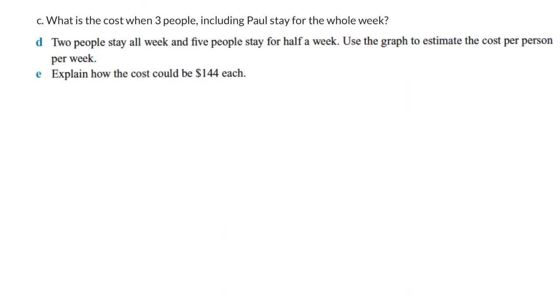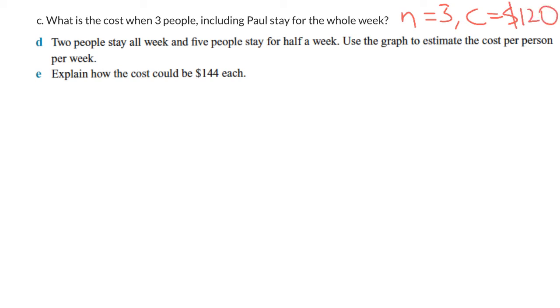Having a look at some things we might do with this type of question, this type of graph and our table of values. What is the cost when 3 people, including Paul, stay for the whole week? Well, we did this as part of our table of values. So when n equals 3, our cost was $120 per person.